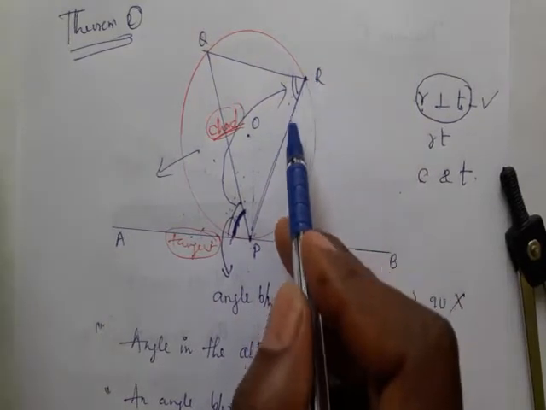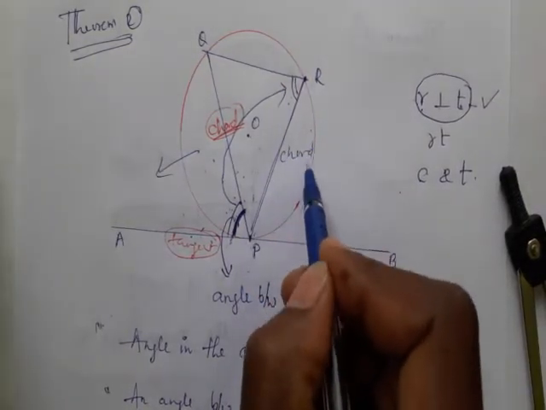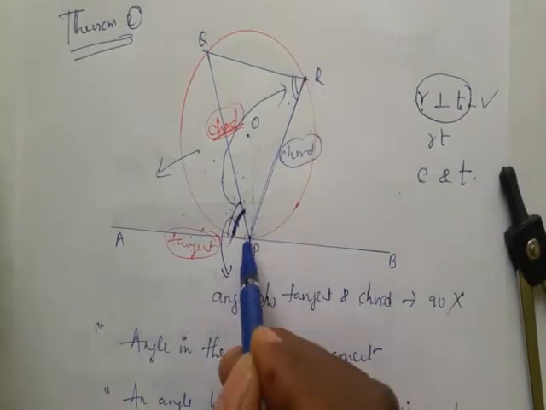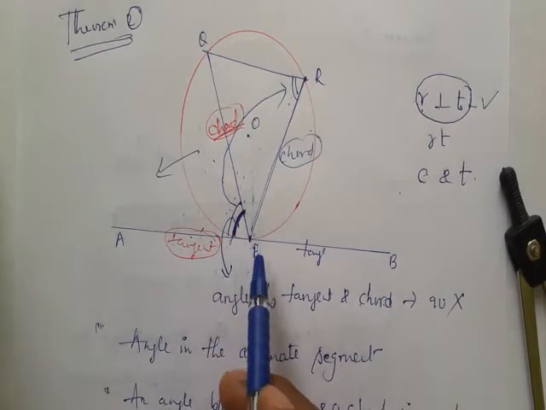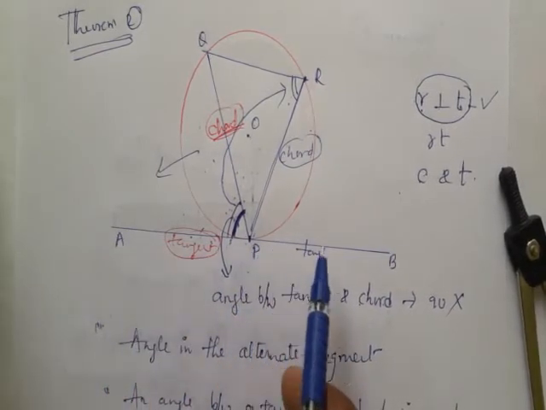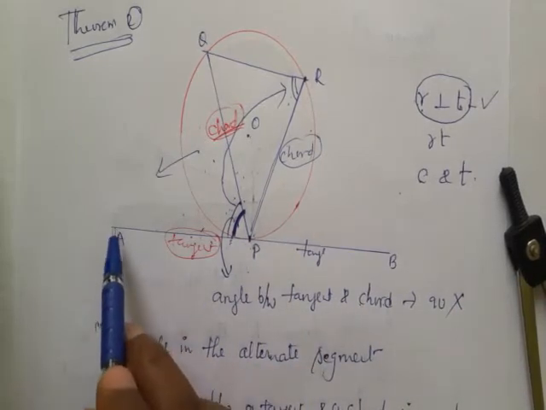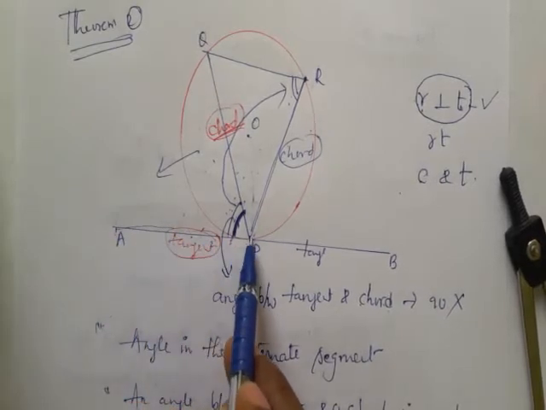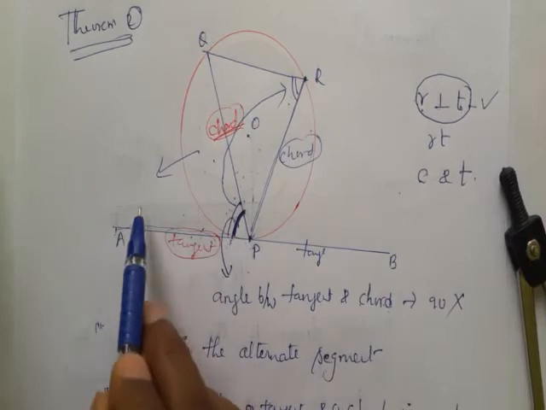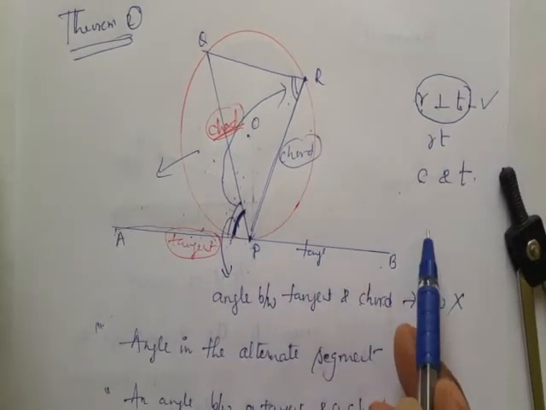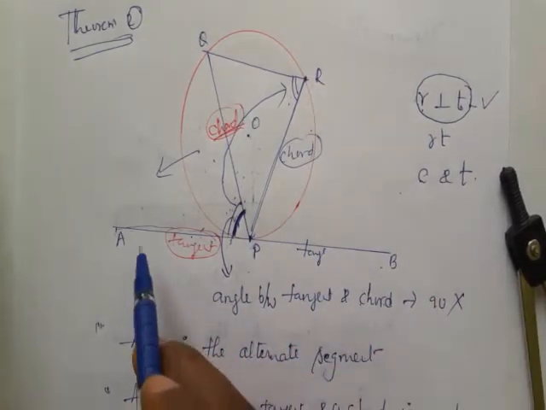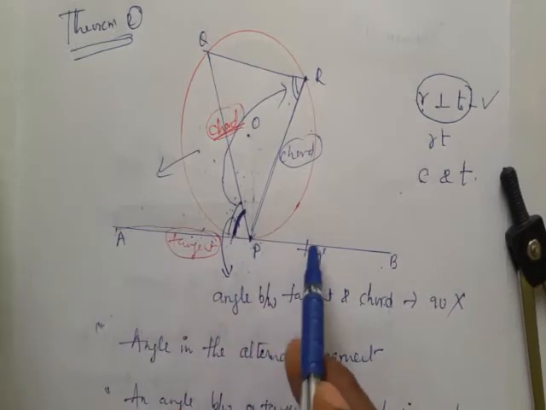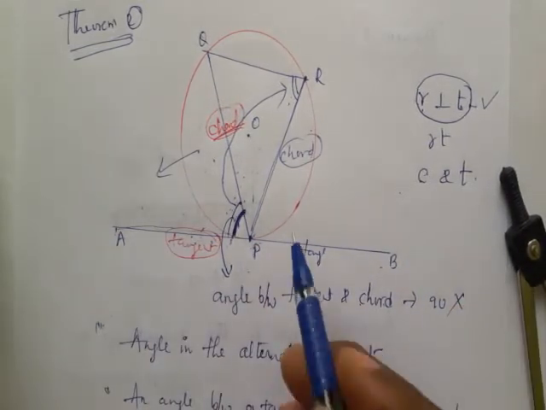Come on, let us try. PR is what? A chord, correct? PB is a tangent. Remember, AB is a single tangent, but when we take AP tangent and PB tangent into consideration, they are different. When a line from A touches the circle at P, this is considered one tangent, and PB is considered one more tangent. Both tangents are in the same line, but AP tangent and BP tangent are different.